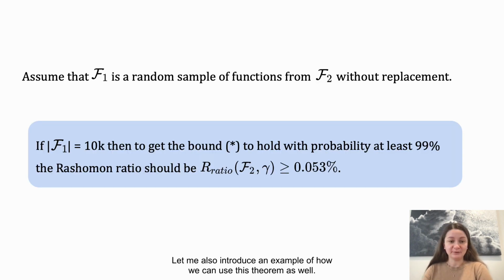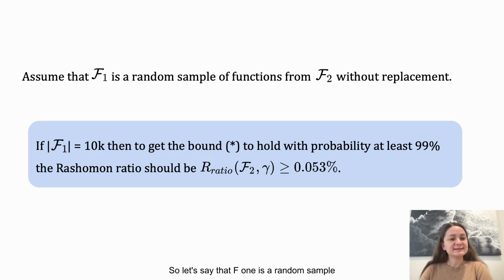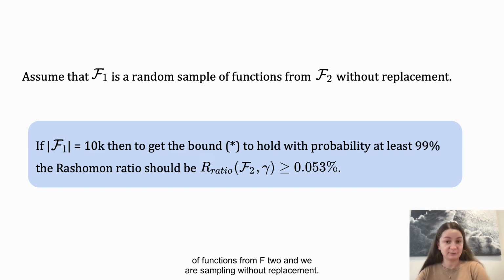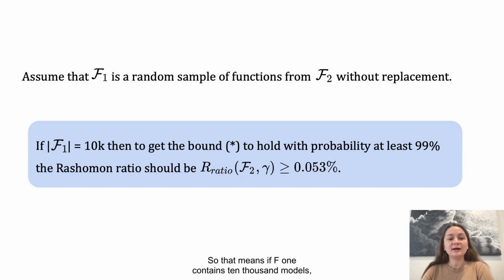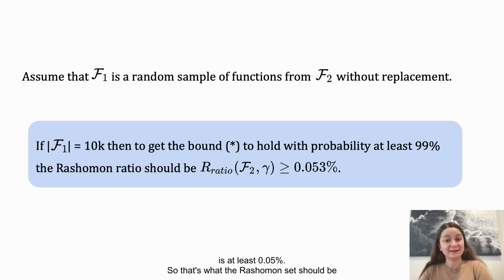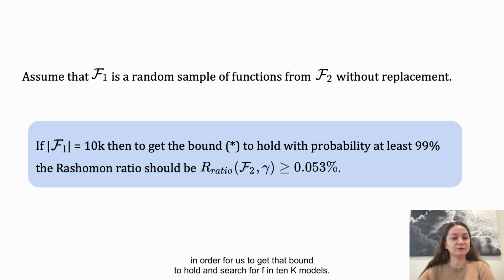Let me also introduce an example of how we can use this theorem. Let's say that F1 is a random sample of functions from F2, and we are sampling without replacement. That means if F1 contains 10,000 models, then the bound that we just saw will hold with probability 99% if the Rashomon ratio is at least 0.05%. So that is how large the Rashomon set should be in order for that bound to hold when we search over 10K models.